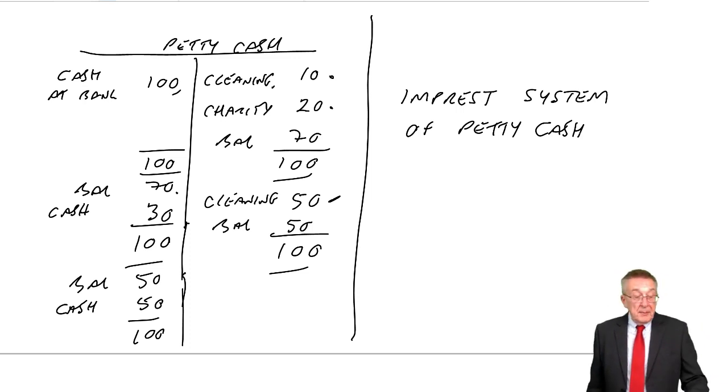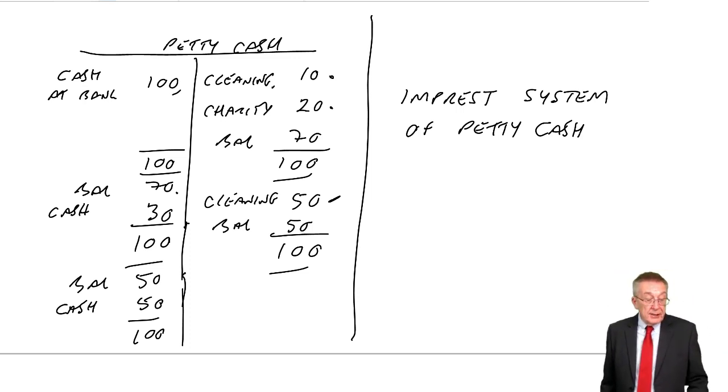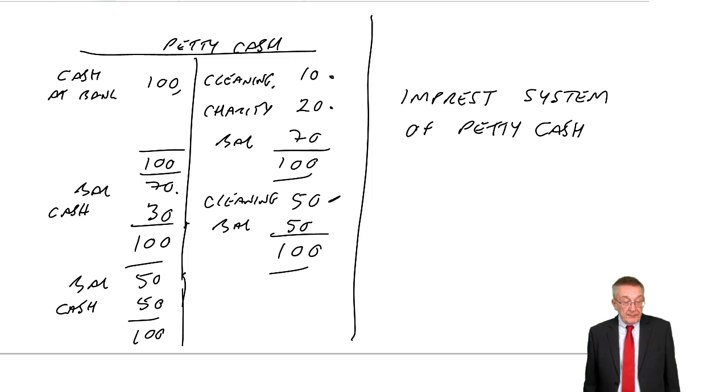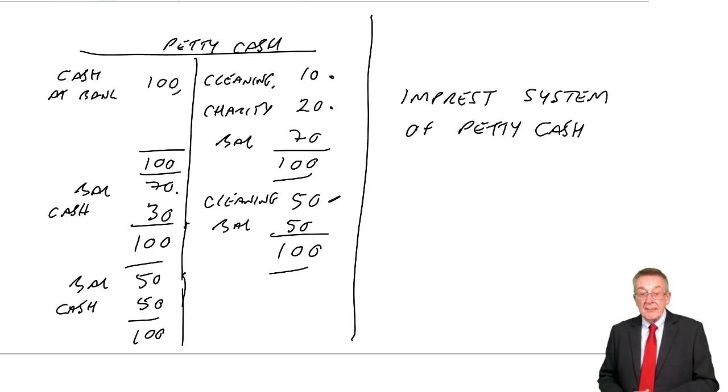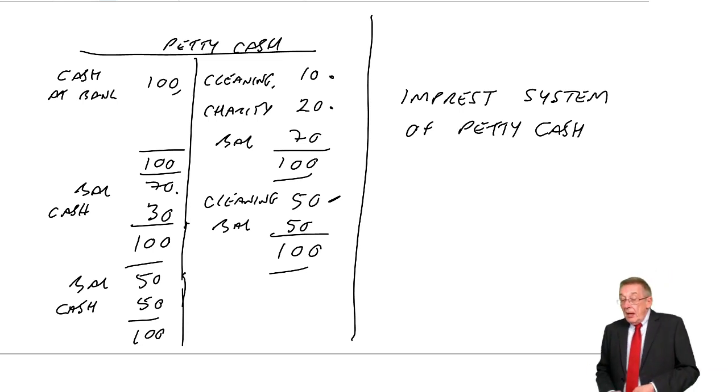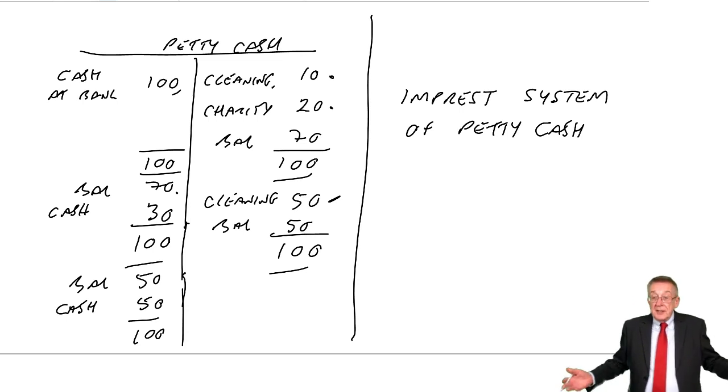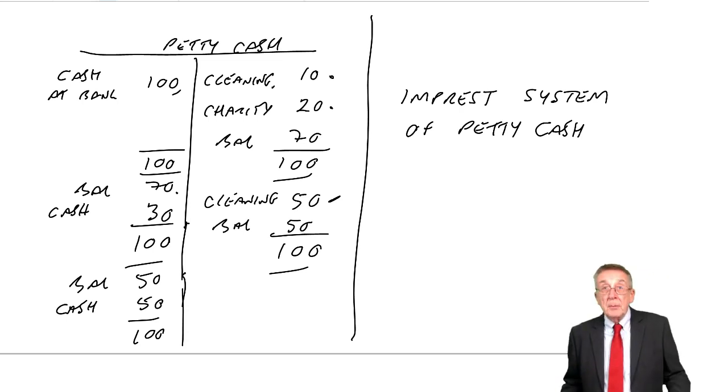So I hope that little example made it clear, but do read what I've written on the last page of this chapter. I did up the petty cash book, where it's just saying in words what I've tried to explain there. All right, so that was quite a long chapter, sorry, but I hope it was all clear.